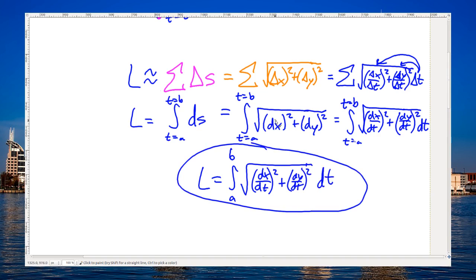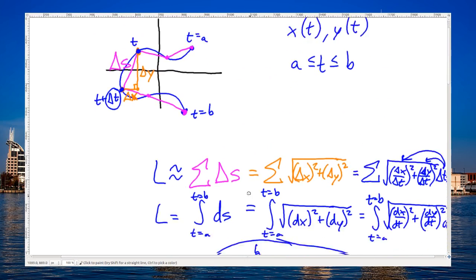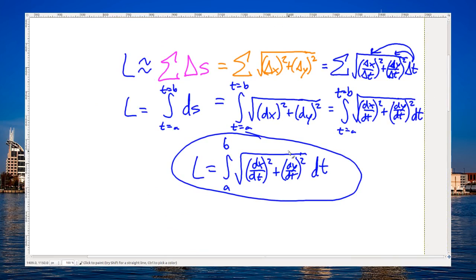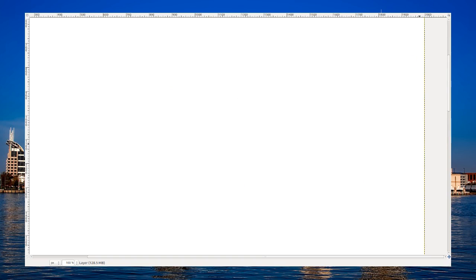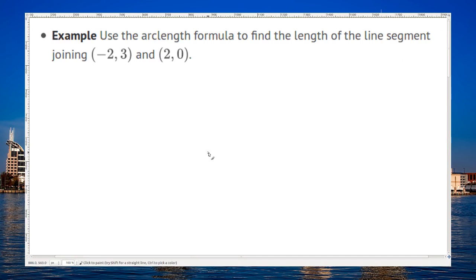Okay, so now that we have our arc length formula coming from these right triangles up here, I can use this to solve problems. Let's see how this works for a problem where we should know the answer for other reasons. All right, so let's take this for example. We're going to use the arc length formula to find the length of a line segment. You really shouldn't use the arc length formula for this problem, of course, because it's a line segment.